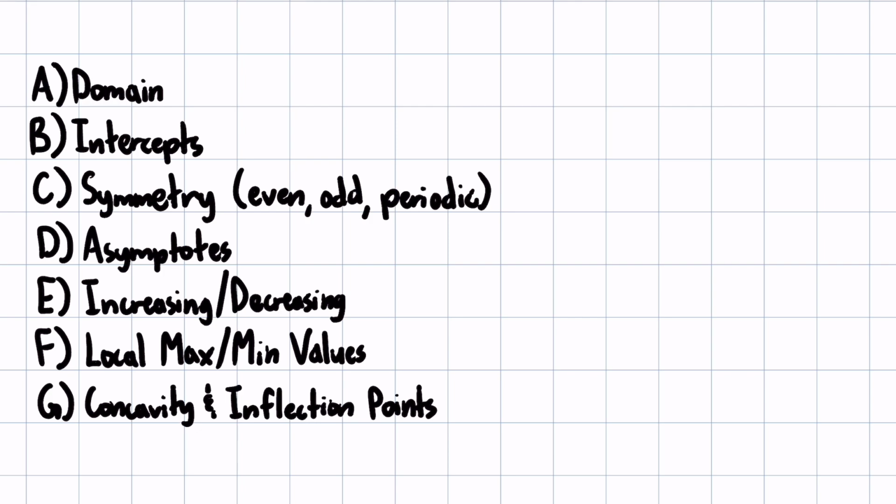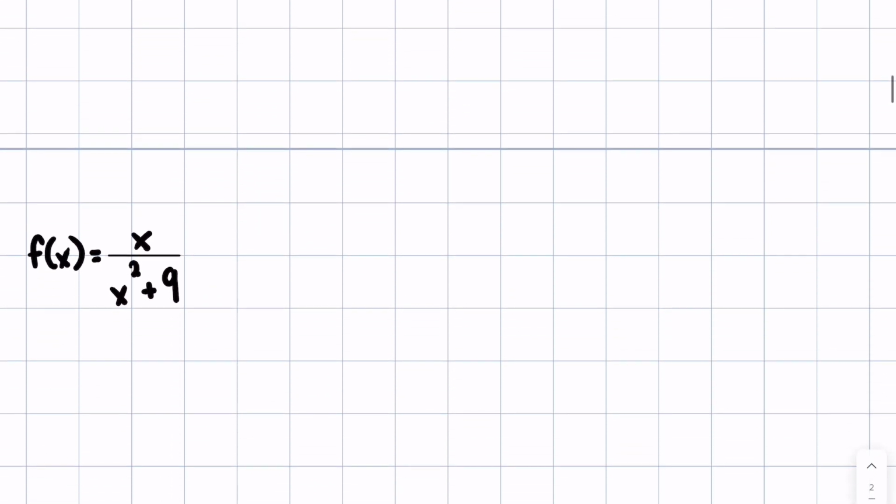For increasing and decreasing intervals, we use the increasing-decreasing test. To find local maximum and minimum values, we use the first derivative to find the critical numbers of f, and then we use the first or second derivative test. And then for concavity and inflection points, we find the inflection points of f, which is where the second derivative is equal to 0, and then we use the concavity test. All right, so we are going to move on to our first example.